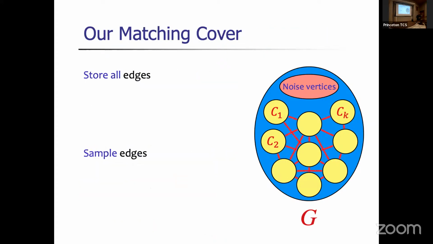Now, what's our matching cover? It has a very simple construction. There will be two things we will do. Some edges in the graph we will just store without any modification or processing, and some other edges we're just going to sample. Okay? And you can almost guess from the structure what this is going to be.